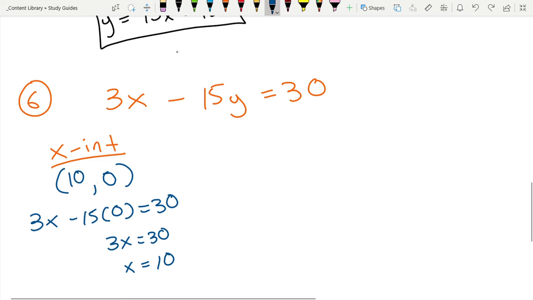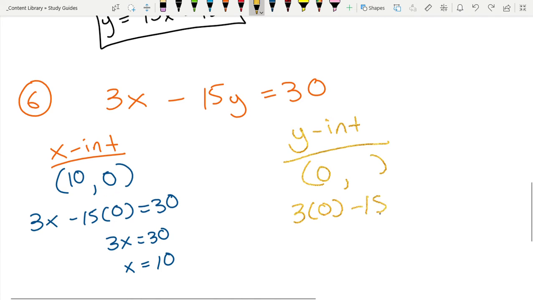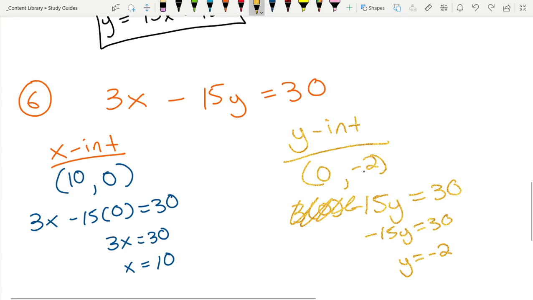So that's your x-intercept. Now for your y-intercept, since you're looking for y, that means the 0 can't be the y, the 0 has to be your x. So we're going to take this 0 and plug it in here for our x value. So 3 times 0 minus 15y is equal to 30. 3 times 0 makes it just disappear completely. So you're at negative 15y equals 30. To get rid of the negative 15, we divide, and we get a negative 2. So our y-intercept is at 0, negative 2.